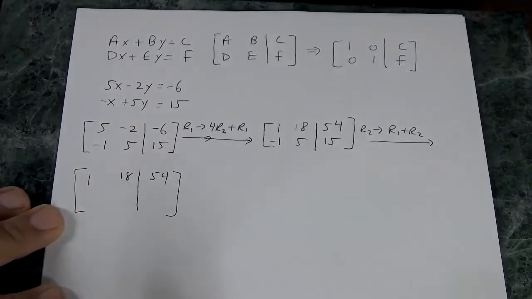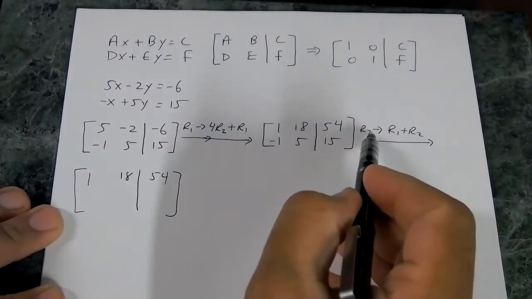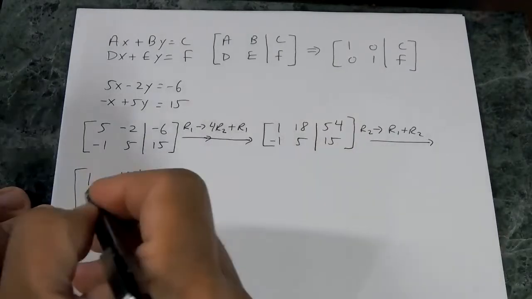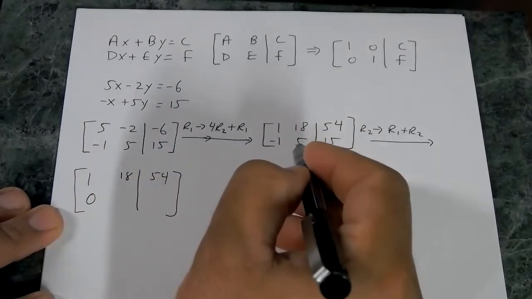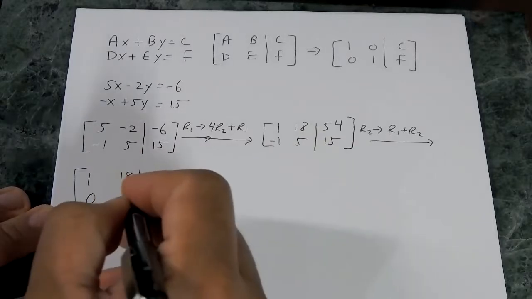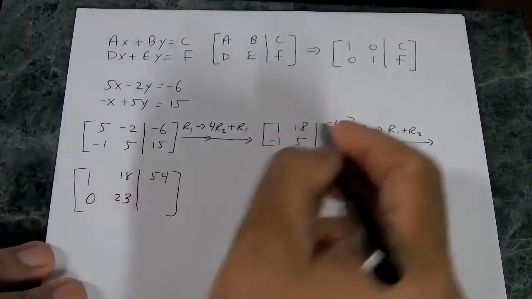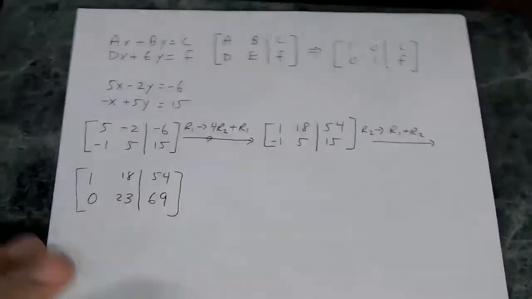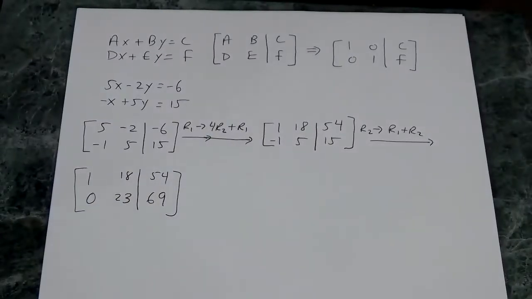Okay, so here we go. Take row 2, now row 2 is row 1 plus row 2. 1 plus negative 1 is 0. 18 plus 5 is 23. 54 and 15 is 69. So far now we have our 1 and 0, just like this one.